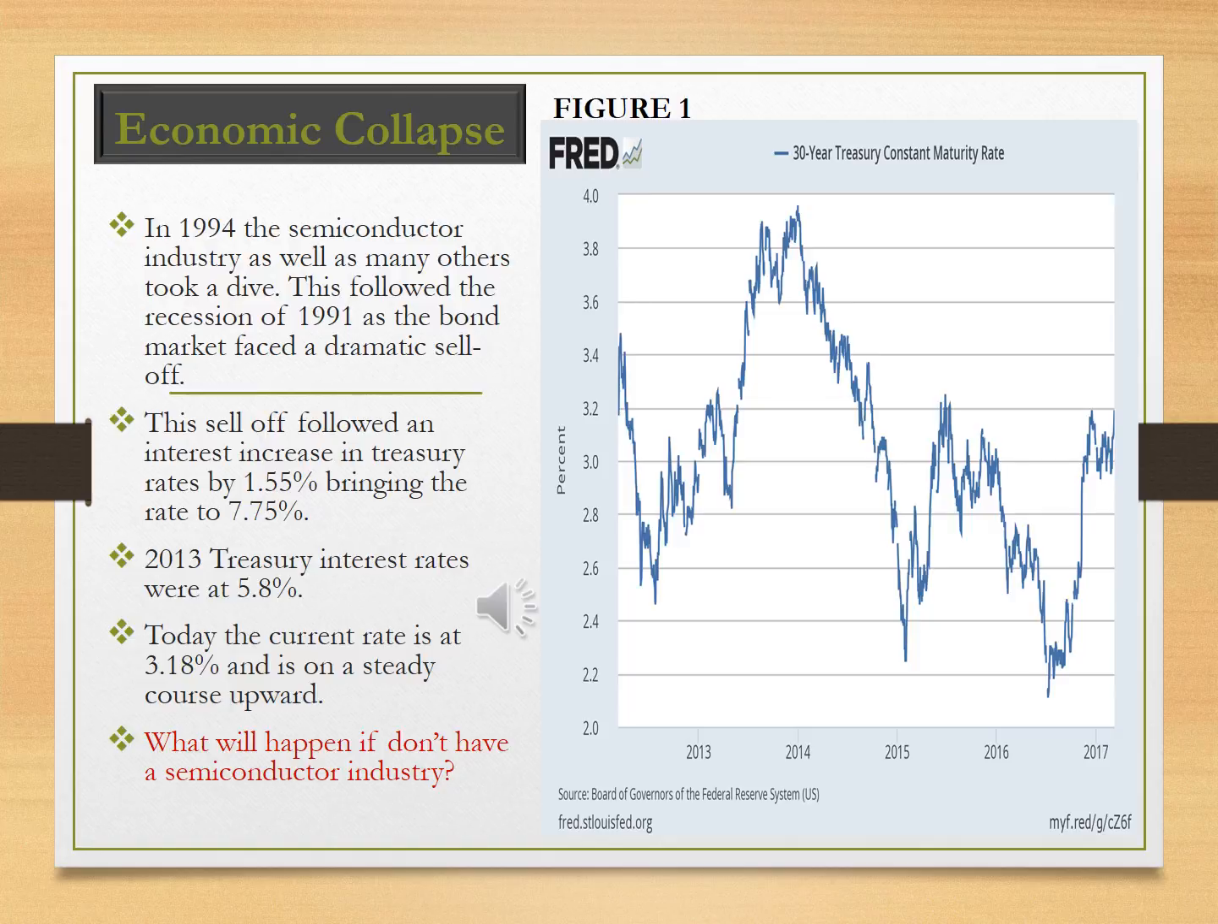What would happen if the semiconductor industry were to fail today? On the right is a FRED graph for the 30-year Treasury constant maturity rate. This shows fluctuations in the Treasury interest rate.